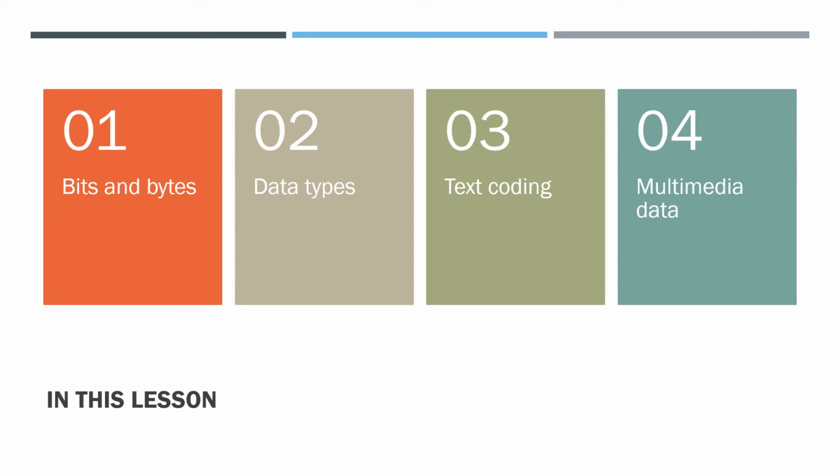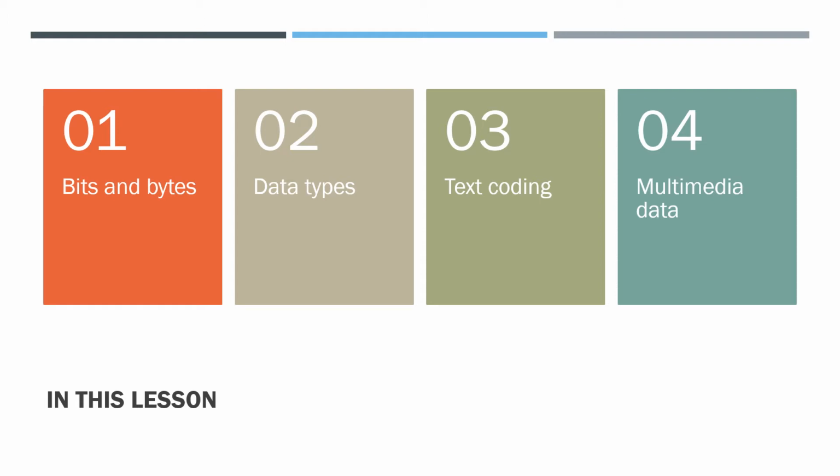In this lesson, we'll look at bits and bytes. We'll see how different data types are represented inside the computer. We'll look at the coding system used to represent text characters, and we'll look at how multimedia data are stored by the computer.